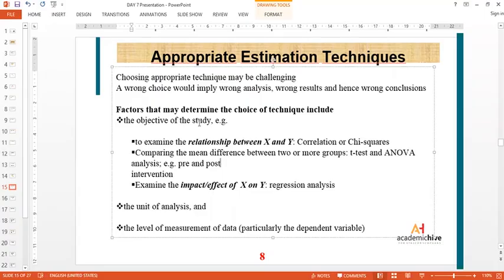If the study you're undertaking is to compare the mean difference, or to compare between groups, you want to see whether female perform better than male, or whether a particular kind of rat eats better than another type of rat, all this kind of stuff, then your choice of technique would be the t-test or the ANOVA.